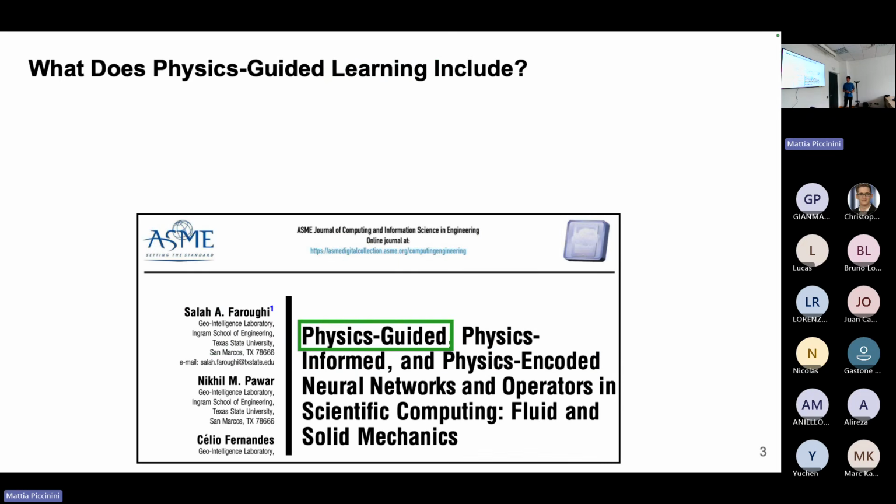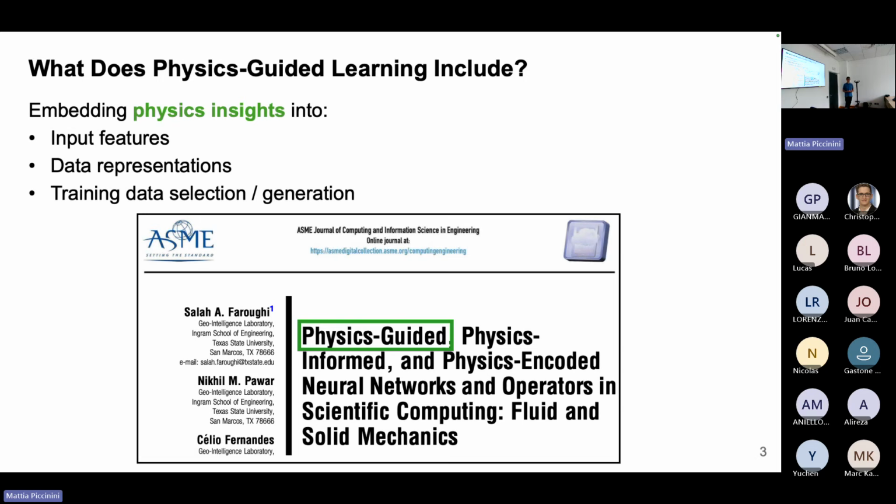And again, what does physics-guided learning include? Well, we refer again to the survey paper which we mentioned before. The first part is about physics-guided representations, but we adapt the classification to what we show here in the course. What this category includes is approaches that embed physics insights into the input features of our model, into the data representations, so training data set representations, but also training data selection and generation with physics-based insights. We're going to see what that means.